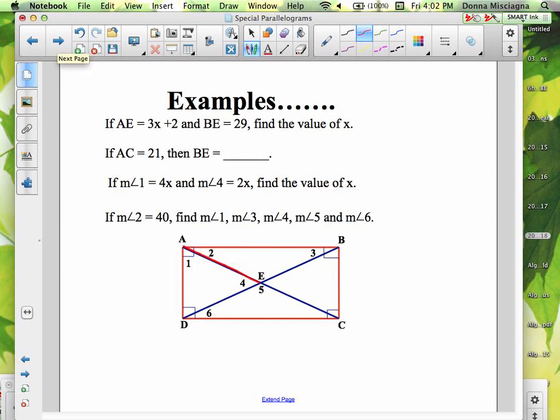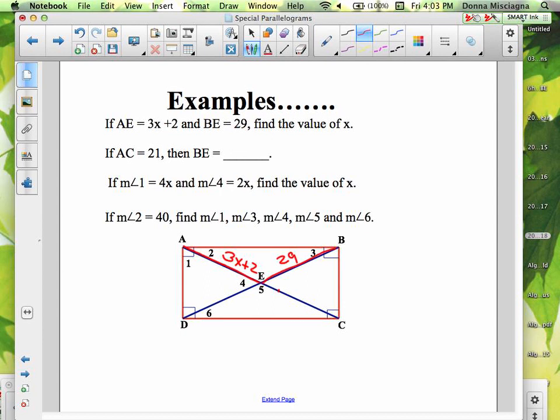If that is 3x plus 2, and BE, I'll use a new color, I'll use purple. BE here is, or red. That's good enough. BE is 29. Find the value of x.